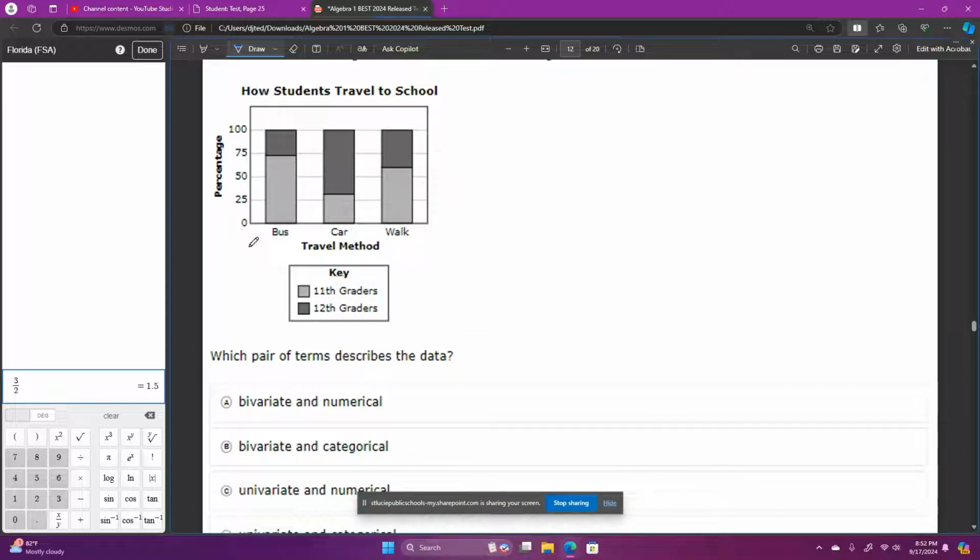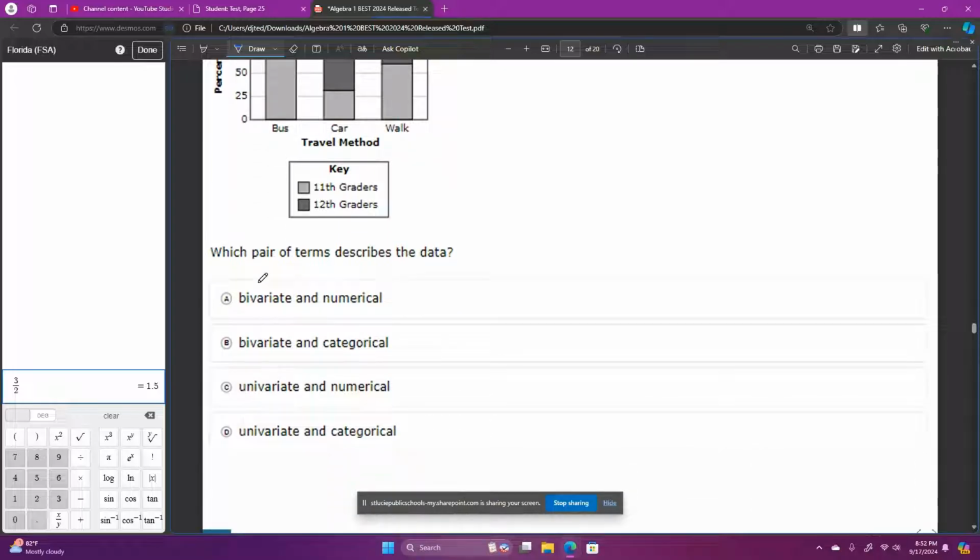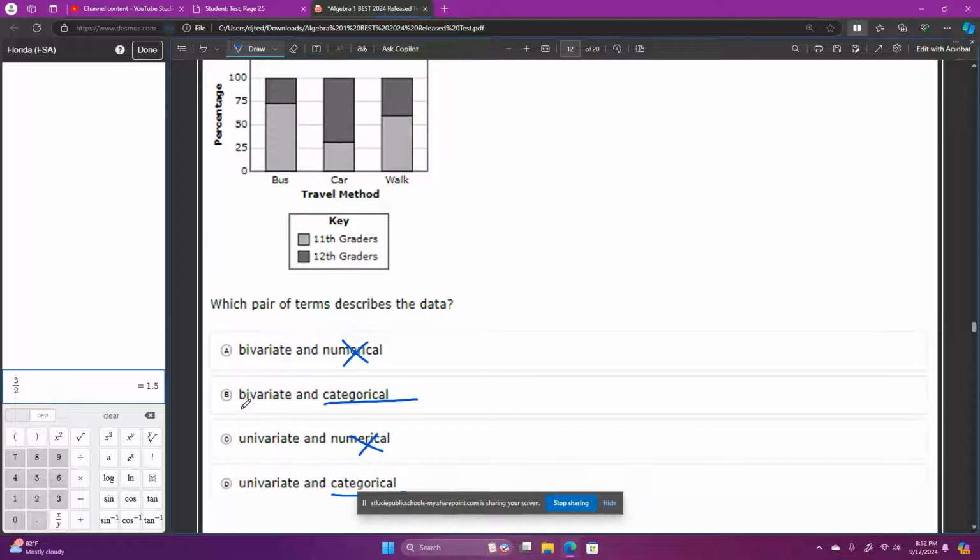So if you look at this, we can see things are being put into categories or numbers. We can see bus, car, walk, and those are categories. So for here, we're classifying categorically, not numerically. And then bivariate, univariate, do we have bivariables or univariables? How many wheels are on a bicycle? Bivariate means two variables.